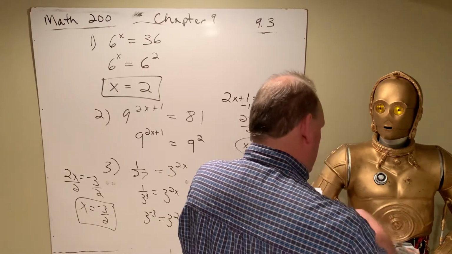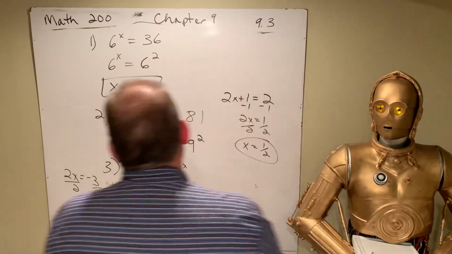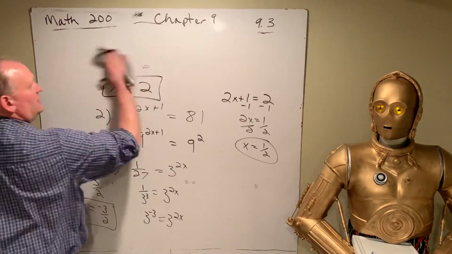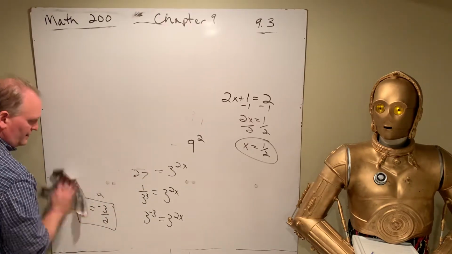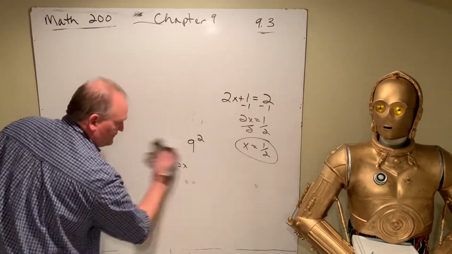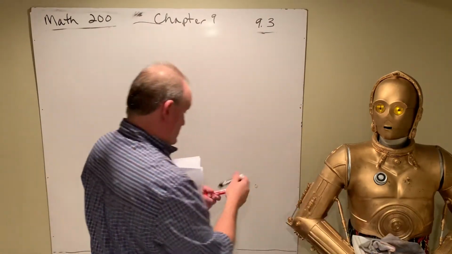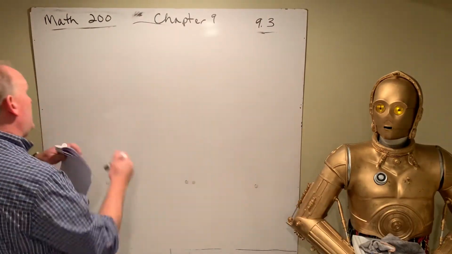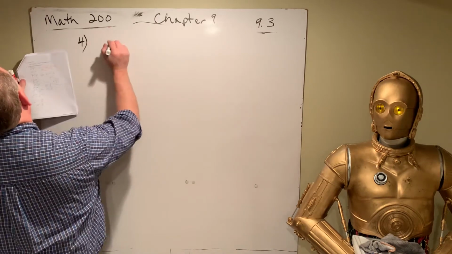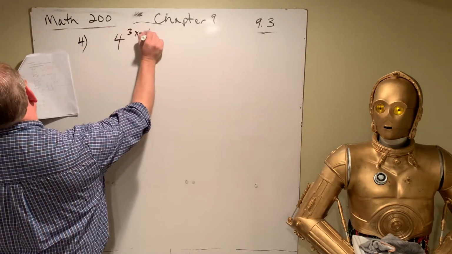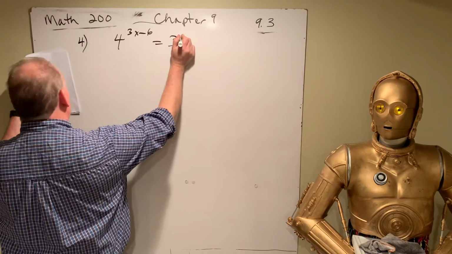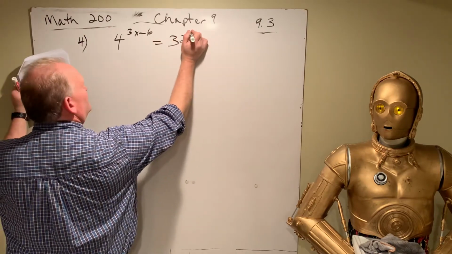It's also kind of tricky here. I'm going to put it in blue. It's really hard to see anyway. All right. So let's look at 4: 4 to the 3x minus 6 is equal to 32 to the 2x.